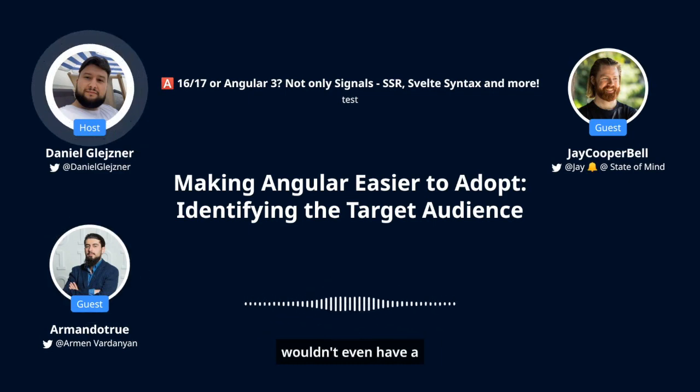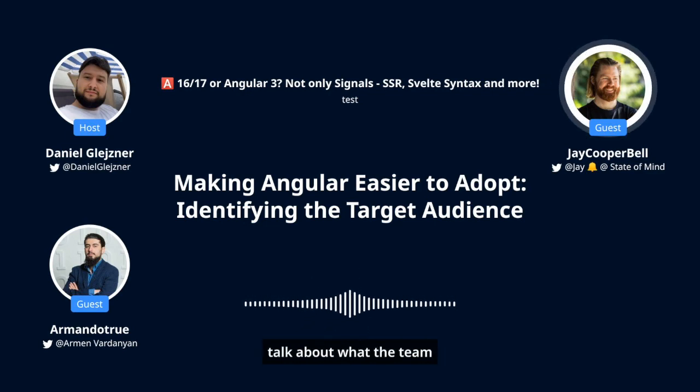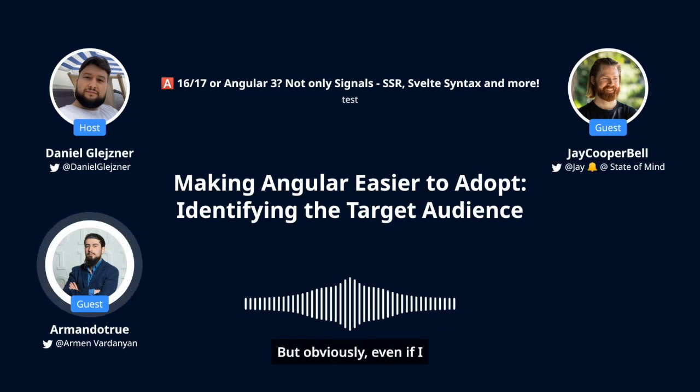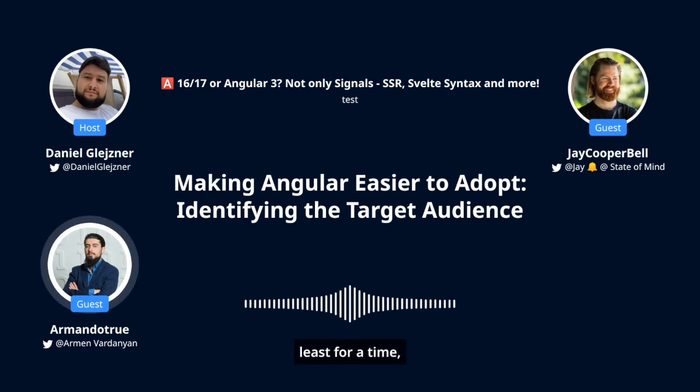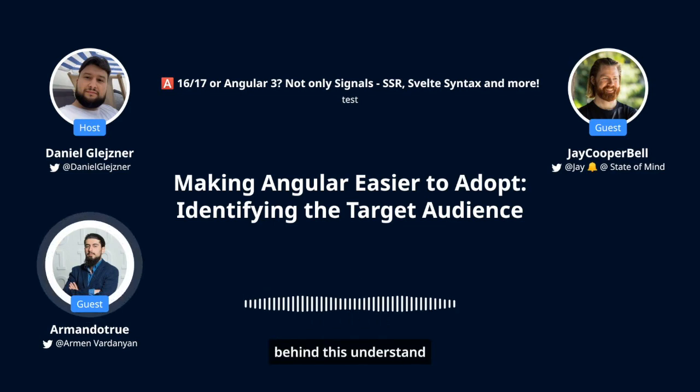You wouldn't even have a right to say because you have NDAs, right? Yeah, obviously. We can't talk about what the team has talked about, right? About this kind of stuff unless they've said it publicly. But yeah, obviously, even if I wanted to, we don't have information on that. But it's something that we can understand, that some library authors don't want this, or maybe will think that at least for a time, the framework is a bit unstable, things might change and so on. But yeah, I guess people behind this understand this better than we do at this point.